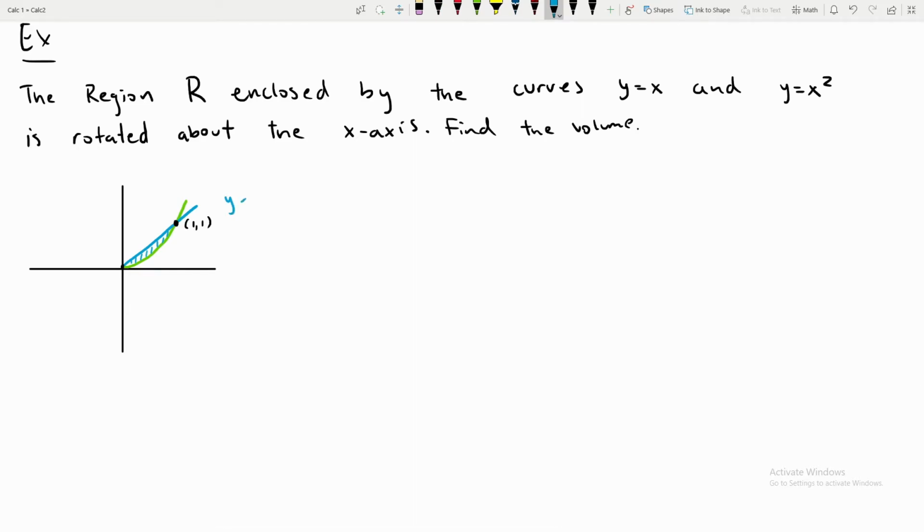Obviously in blue is y equals x because it's a linear function, and in green we have y equals x squared. Now we can note the points of intersection between these two curves. One of them will be (1, 1), and over here will be (0, 0). Now we are asked to rotate this about the x-axis. The x-axis is here, meaning we'll be rotating like this. Now it's time to draw the 3D sketch of what this function will look like.